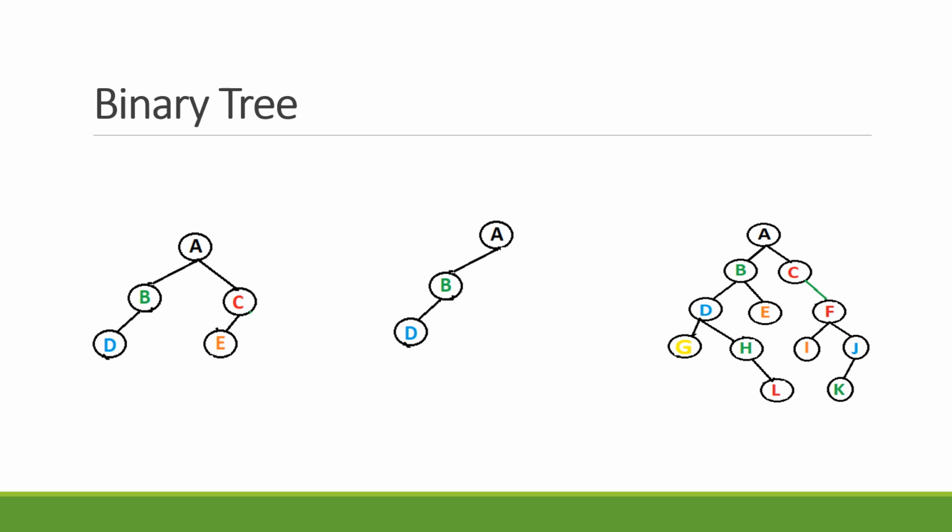So A has two children, B and C. B has two children, D and E. D has two children, G and H. H has one child, L. C has one child, F. F has two children, I and J. And J has one child, which is K.